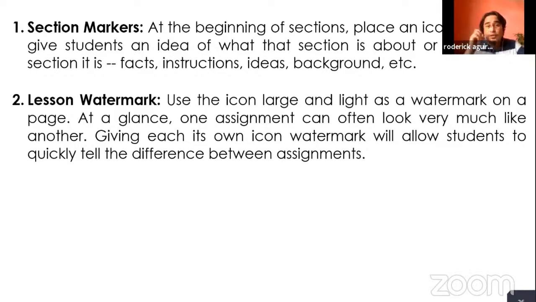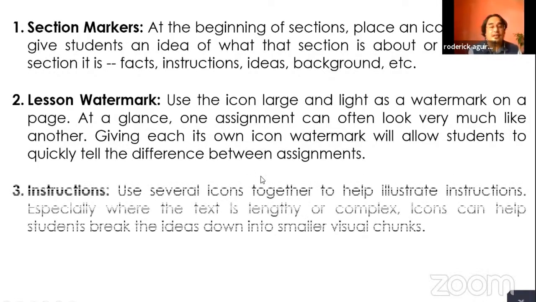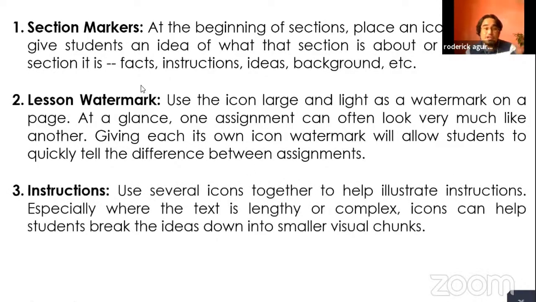If the icons would help our students cognitively prepare themselves for the materials, a watermark is good. Now, if you don't want to put a watermark, then go for section markers instead, please. Then we have instructions. I showed you earlier the icons per activity. So the instructions are good.